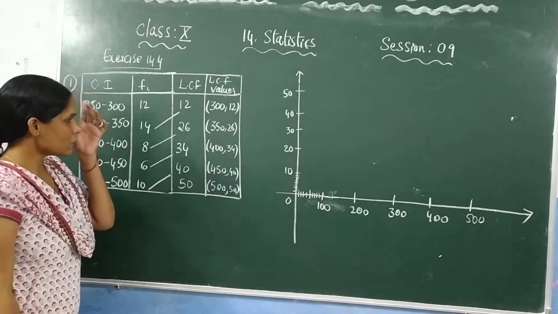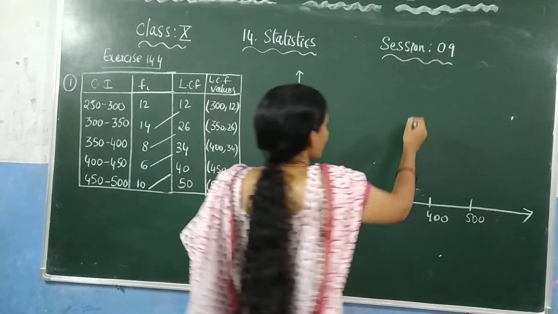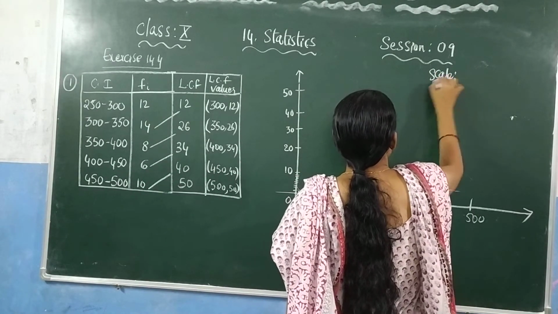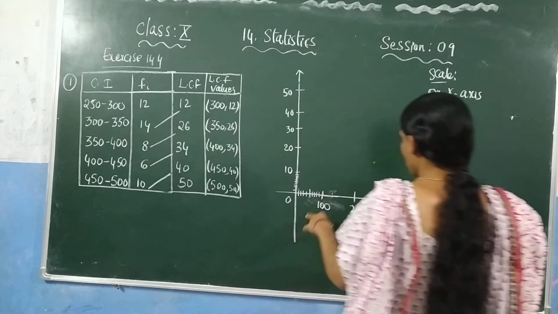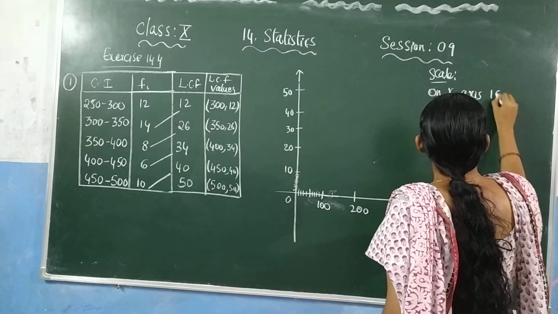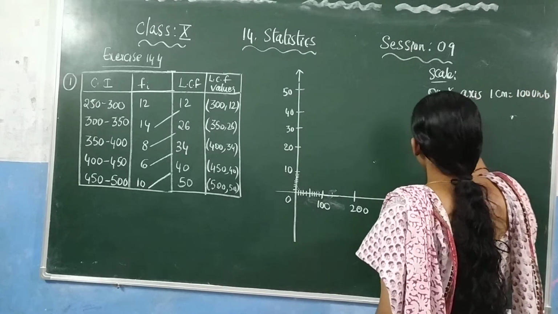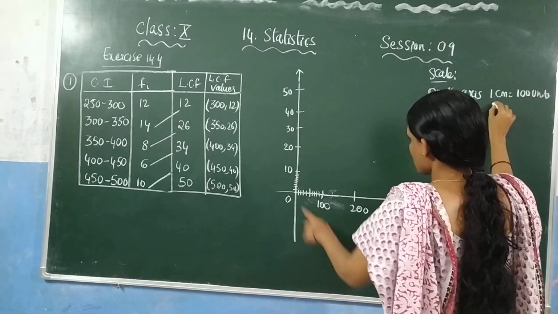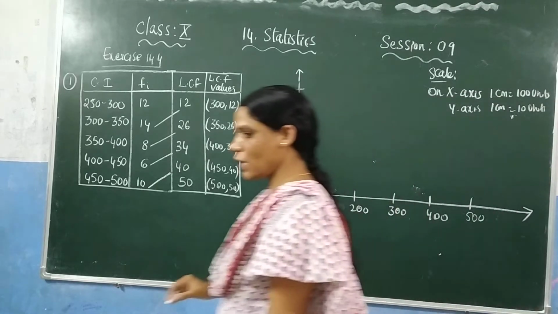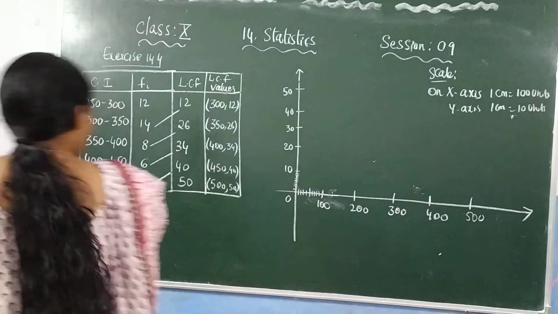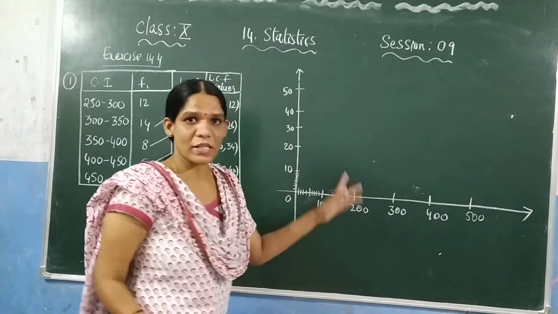Now mark the points on this plane. Before that, you need to write the scale. So how do you write the scale? On the x-axis, 1 centimeter is equal to 100 units, and on the y-axis similarly, 1 centimeter is equal to 10 units. The scale is very important. You have to write the scale. Here I am doubling this one because while drawing the graph the base will not be sufficient, that's why I am doubling. You write the scale.